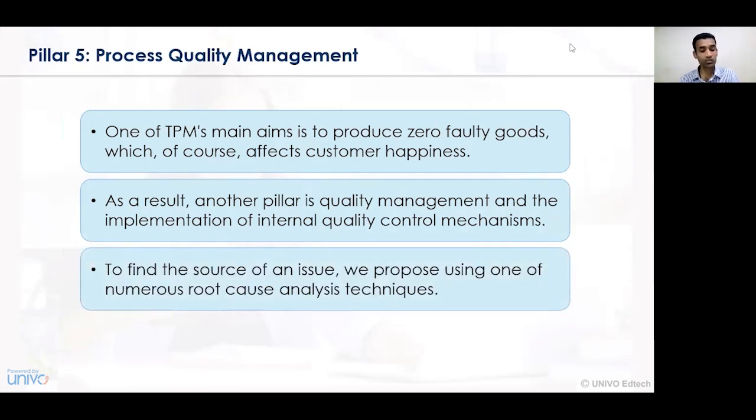The next consideration, in finding out the sources of an issue, is that we propose using one of the numerous root cause analysis techniques. With a better analysis, the analysis that can be undertaken in process quality management can be very considerable and very effective. And from those considerations, we can have a better implementation of TPM, that is total productive maintenance.